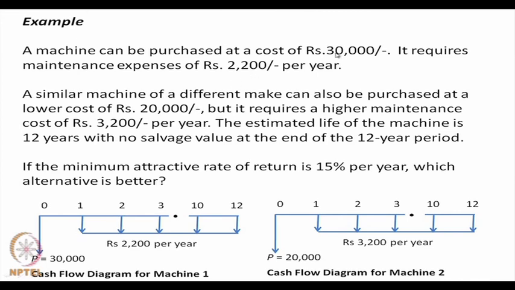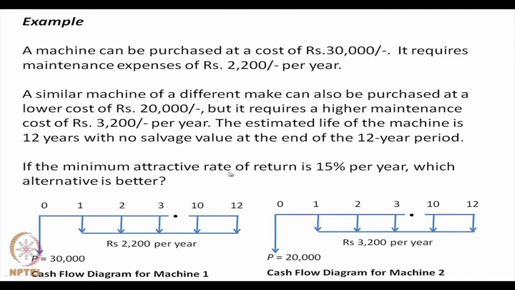This machine is 30,000 and this machine is 20,000, but it requires a higher maintenance cost of 3,200 rupees per year. Maintenance cost for this machine was 2,200, maintenance cost for this machine is 3,200. If the estimated life of the machine is 12 years with no salvage value at the end of the 12-year period, it means that either machine 1 or machine 2 will work for 12 years and after that it has to be thrown away, it cannot be used.